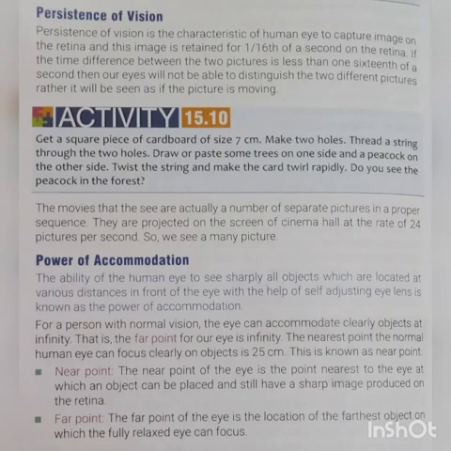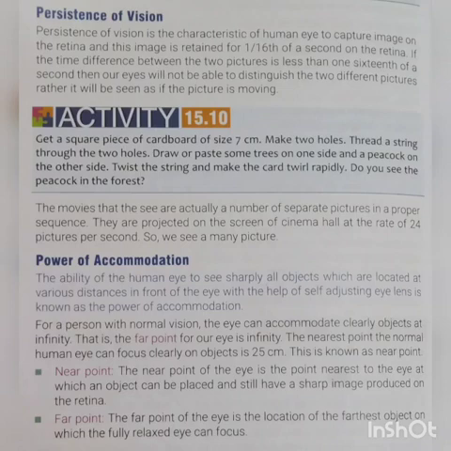Okay, now the next portion is the power of accommodation. What is this? It is the ability of the human eye, students, to see sharply all the objects placed at various distances in front of the eye. The eye self-adjusts its lens so that it can form images of both far away places as well as close positions. So this ability of the eye lens is called the power of accommodation, students.